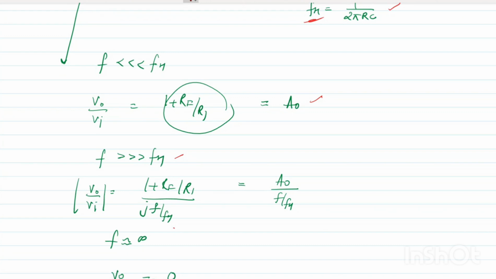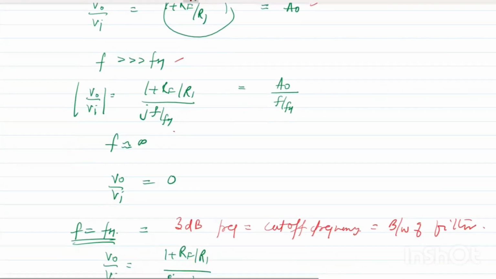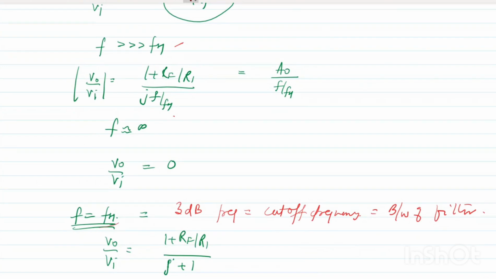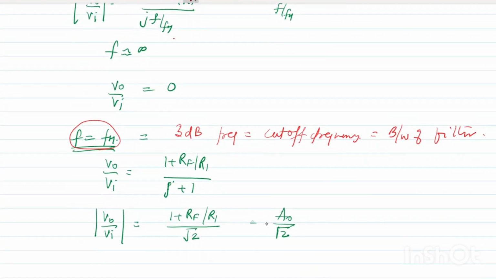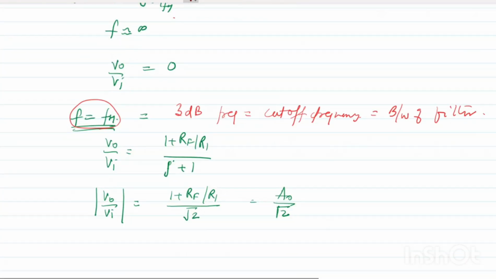Okay. So we can see that there is an inverse relation with frequency. That means when frequency is increasing, gain is decreasing. Then one thing is left: what happens when F equals FH. When F equals FH, we get the gain as 1 by root 2 times A naught. And that is called the 3 dB frequency.